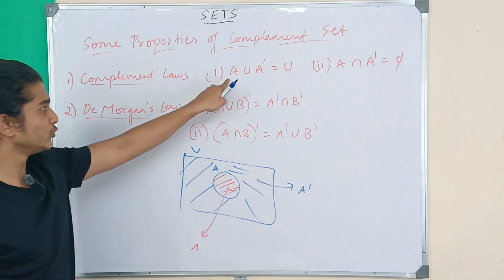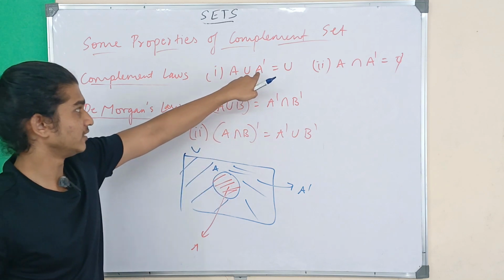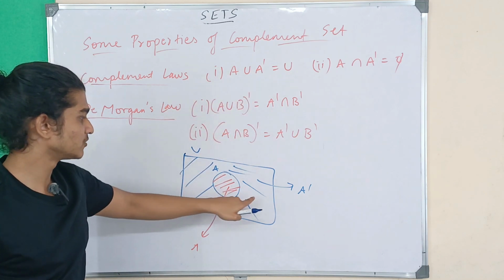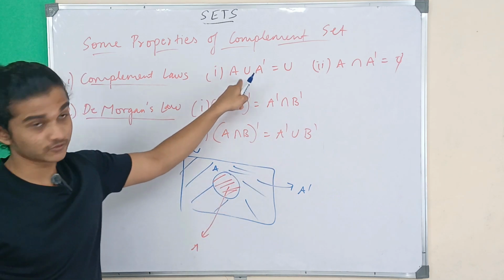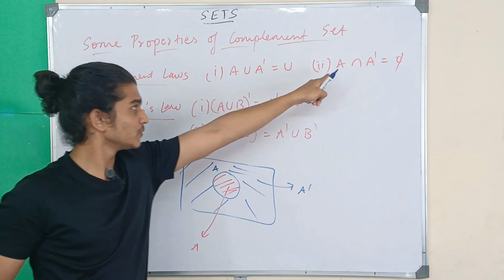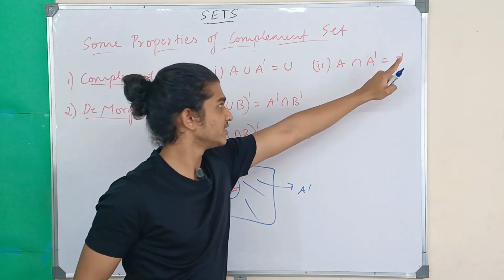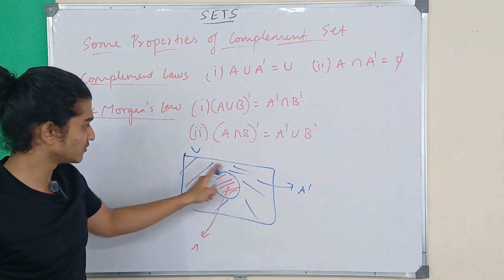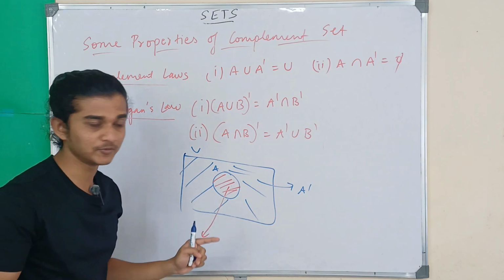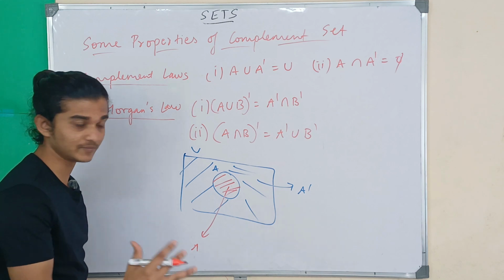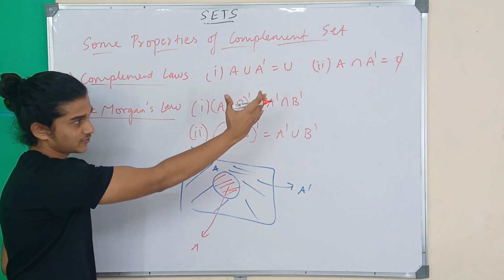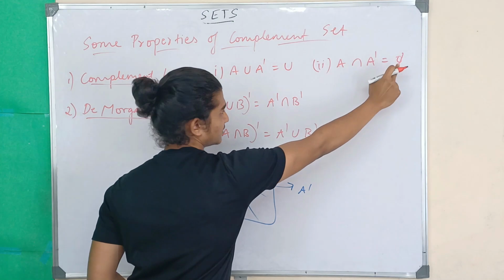Now if you unite this area with the A complement area, the red area plus the blue area is going to give you the total area, which is the universal set. And the next one is A intersection A complement is phi. This red area and this blue area, what is common between these two? Nothing. There is no common element or common thing between these two sets. So that's why A intersection A complement is phi.